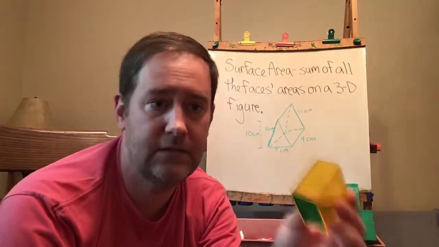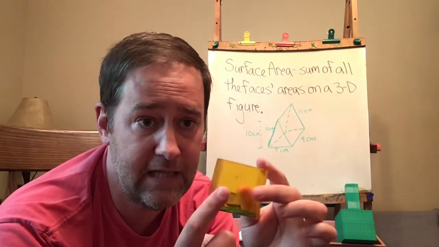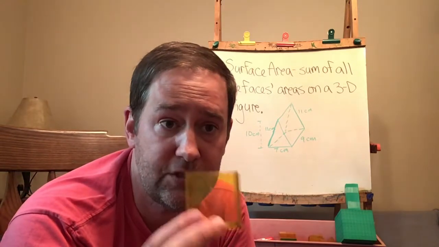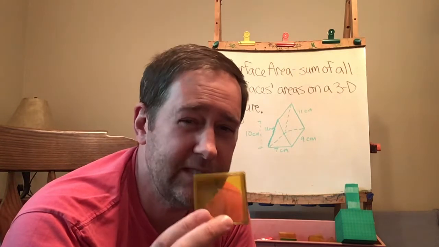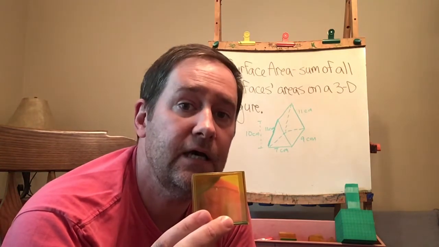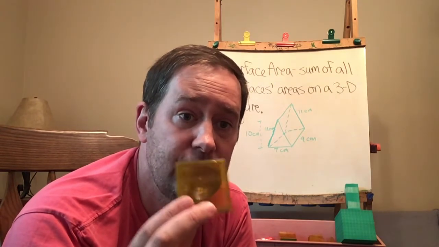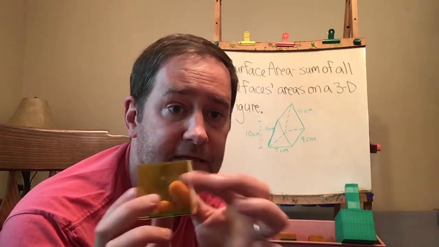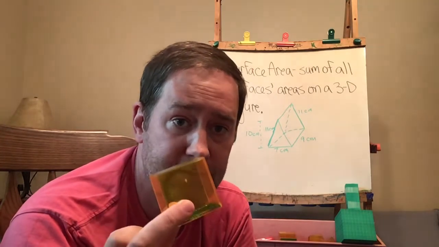For instance, on this shape, when we did volume, we just needed the length, the width, and the height, and we multiplied those three dimensions to find out how many cubes it took to fill this thing up. Well, for us this week, it's a little bit different. We're going to figure out how many squares it takes to cover the outside surface, to cover all of the six faces of this rectangular prism.